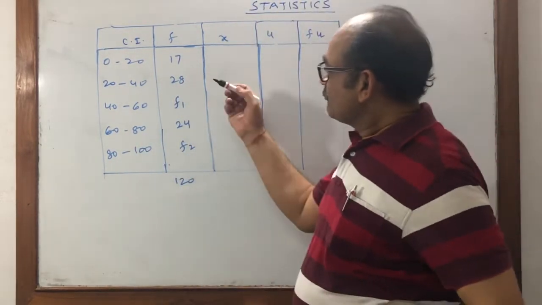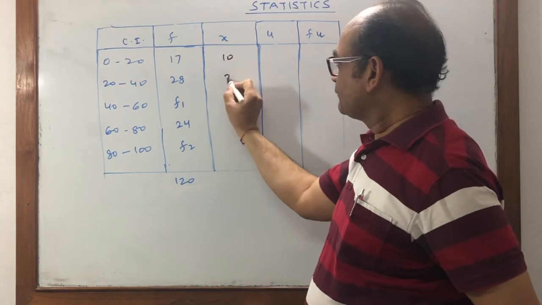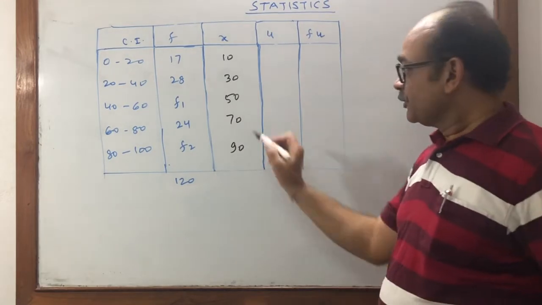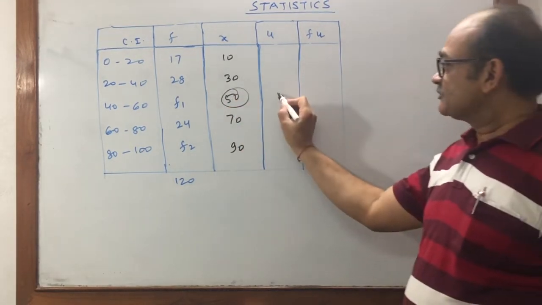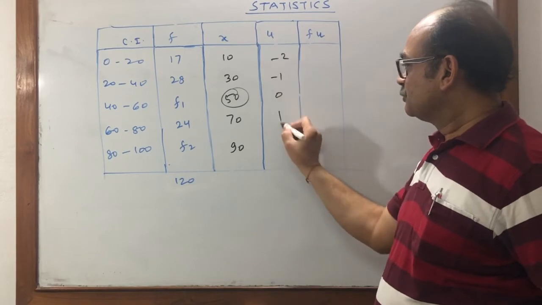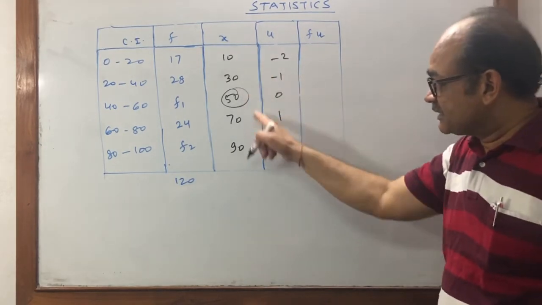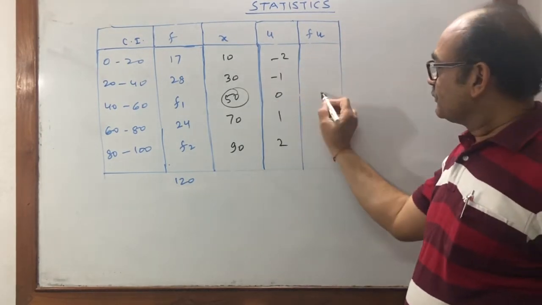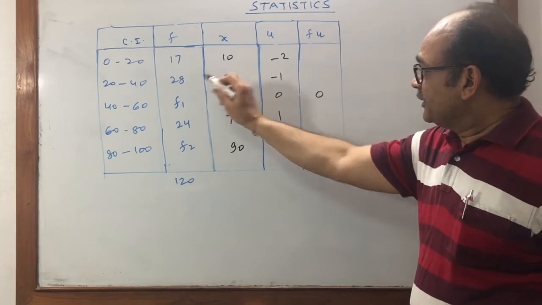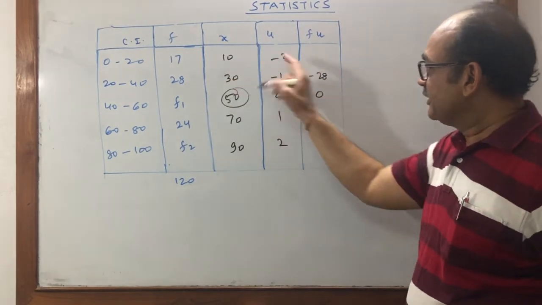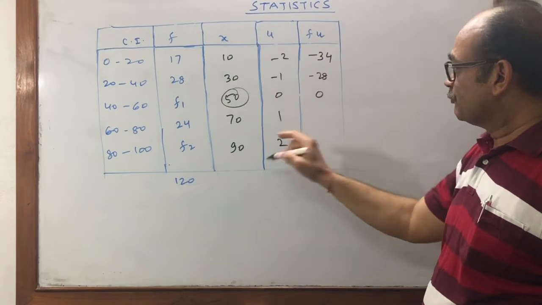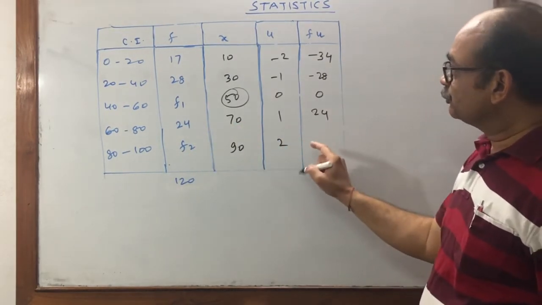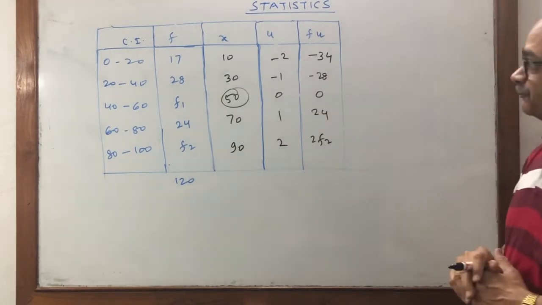So once again, first we have to calculate mid value 10, 30, 50, 70, 90. You have to take the assumed mean 50. That's why direct put 0, minus 1, minus 2, 1 and 2. Because these gaps are same, that's why we can apply the shortcut method. Now the FU: 0. 28 into 1, 28. 17 into 2, 34. 24 into 1, 24. F2 into 2, 2F2.